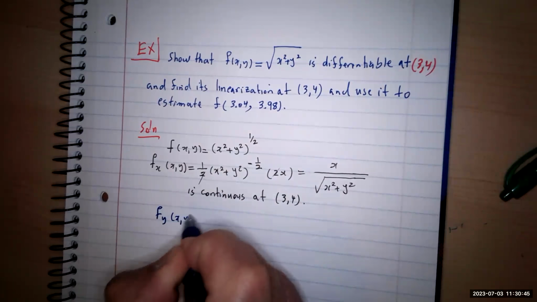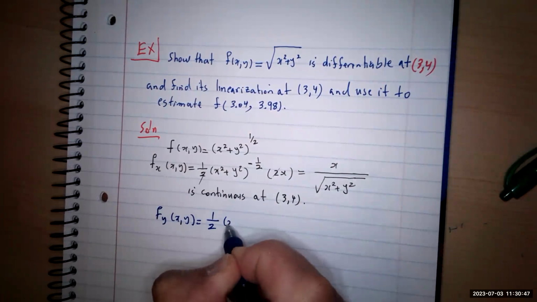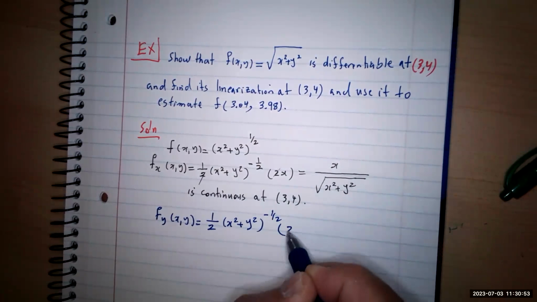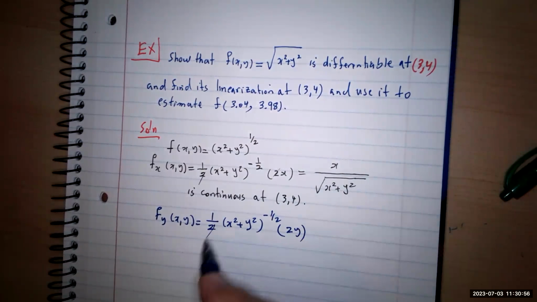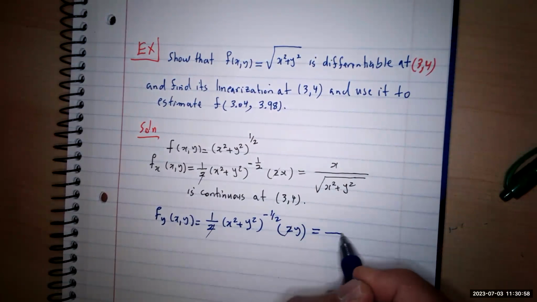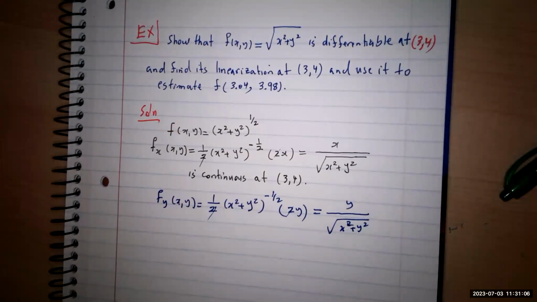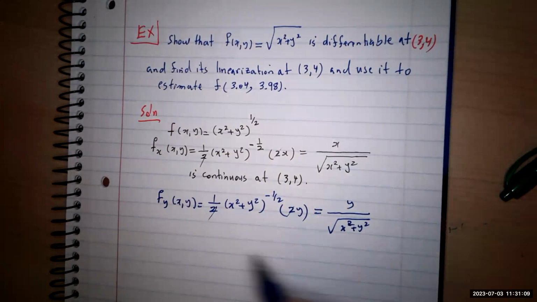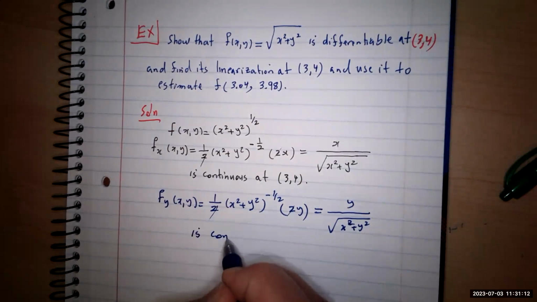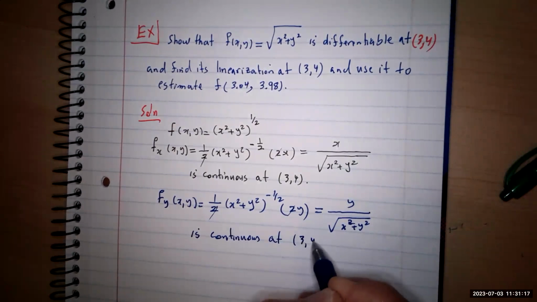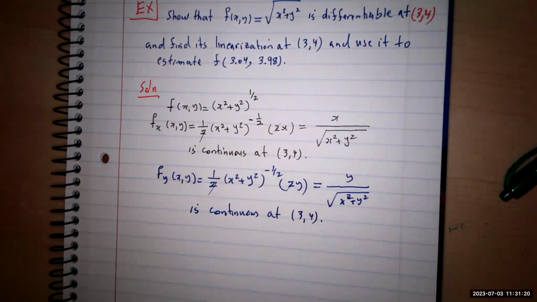Similarly, again you get the 1/2, you get x squared plus y squared to the negative 1/2. Derivative with respect to y would be 2y, of course. So the 2 and 2 would cancel out, and we get y on the top and radical x squared plus y squared. Same thing. The denominator would be 0 at 0, 0, but you have 3 and 4. So it is going to be continuous at 3 and 4. So the partials are continuous. Therefore, the function is differentiable.